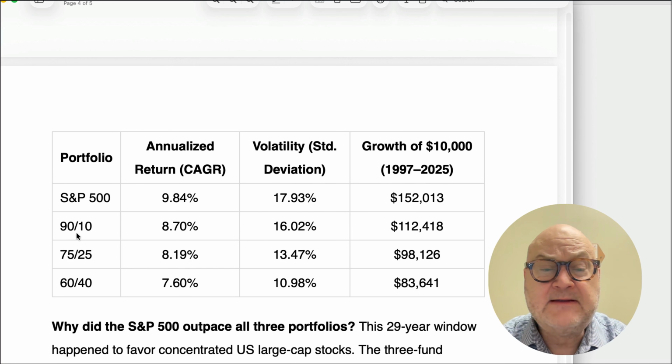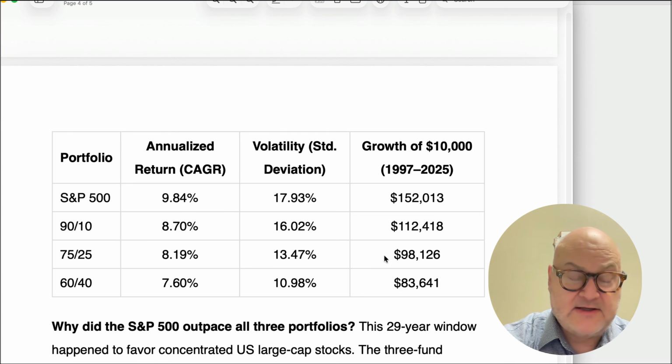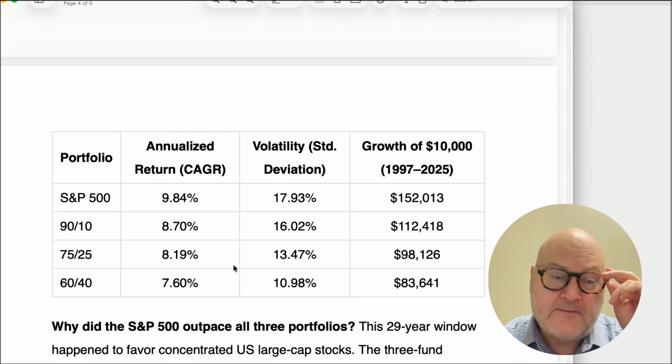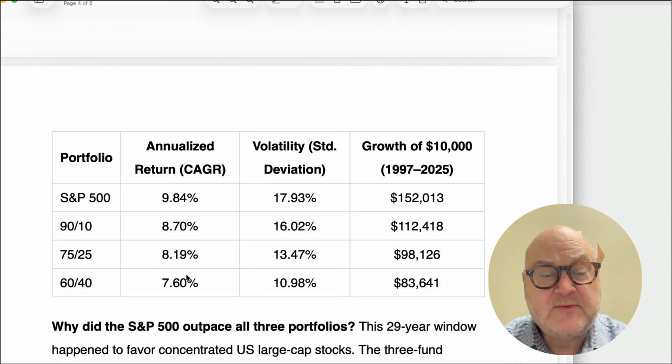The 90% is going to be a little less return, a little less risk, and $112,000. The 75 is a little bit less return, a little less volatility, and $98,000. You put in $10,000 and now it's worth $98,000 over 29 years, and you didn't add any more to it. So if you added more to it, that's going to be really helpful. Now, the 60-40 is a little bit less return, a good bit less risk, and you have $83,000 at the end.